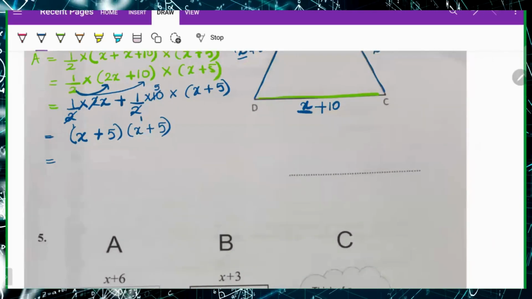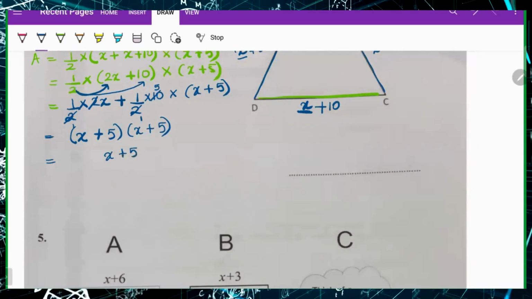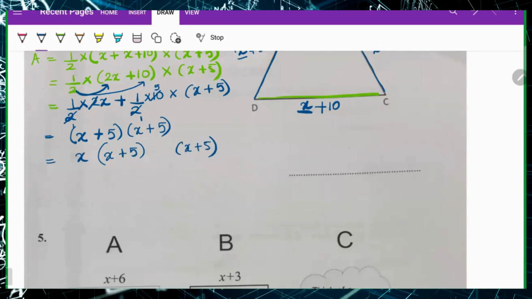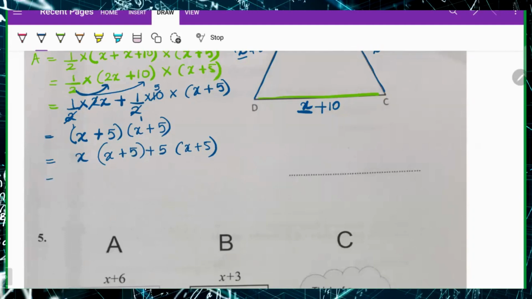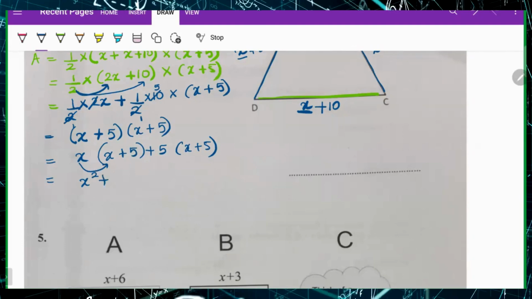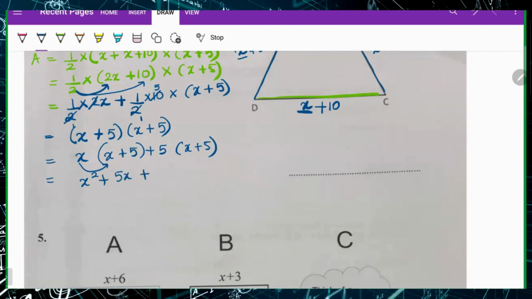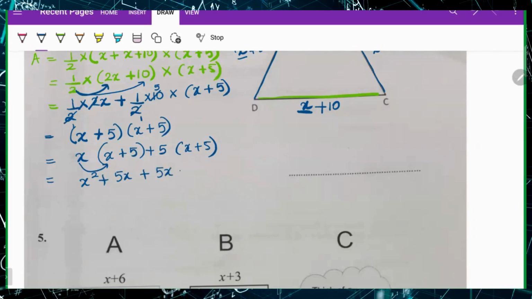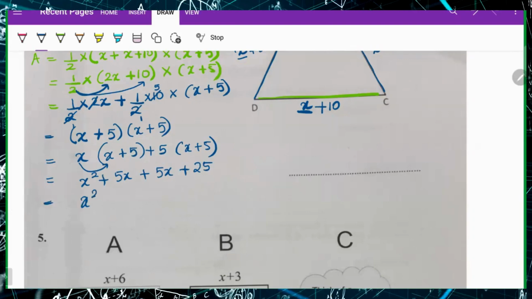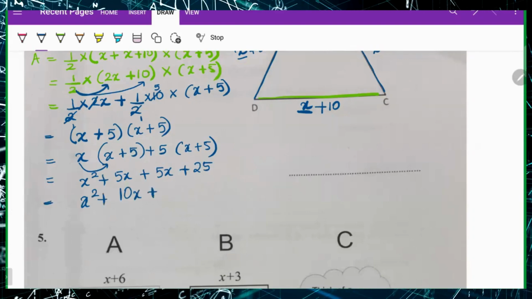Now in this case, again you will write the second bracket twice. You will write x here and you will write the plus 5 here. So x into x will give you x square, plus x into 5 will give you 5x. 5 into x will give you 5x and 5 into 5 will give you 25. Your answer would be x square plus 10x plus 25.